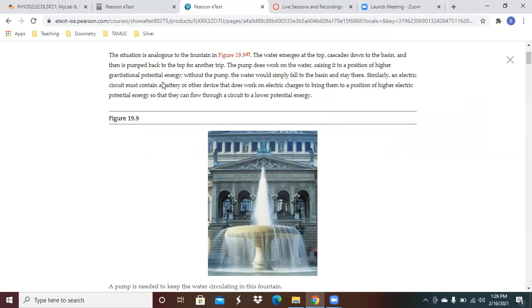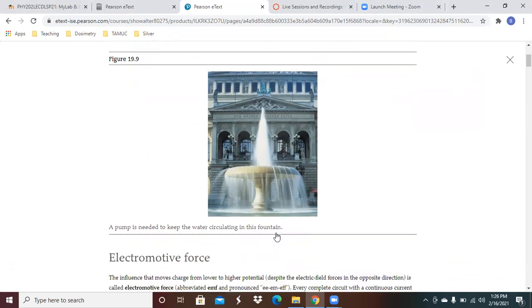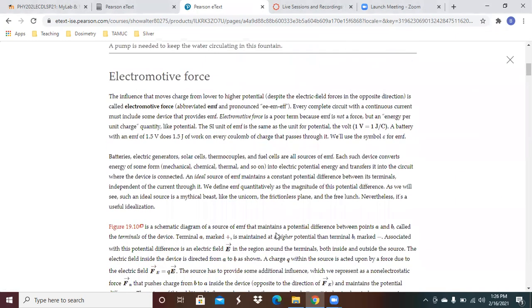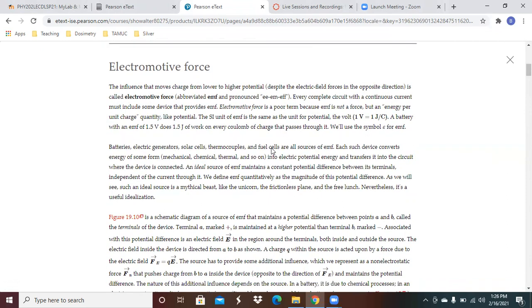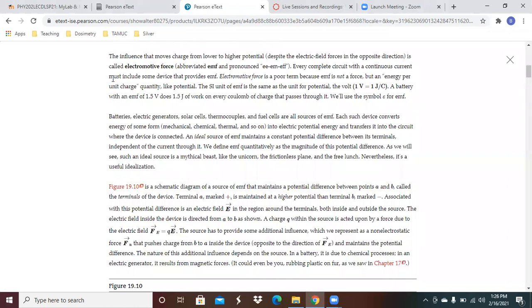It's just going to stay there, and it's really not going to be that interesting. So the same thing happens with an electric circuit. In other words, the battery or other device does work on the electric charges to bring them to a position of higher electric potential so they can flow through the circuit to a lower potential energy. So it's the same kind of principle. The influence that moves charge from lower to higher potential is going to be called the electromotive force, EMF. Every complete circuit with a continuous current must include some device that provides electromotive force.